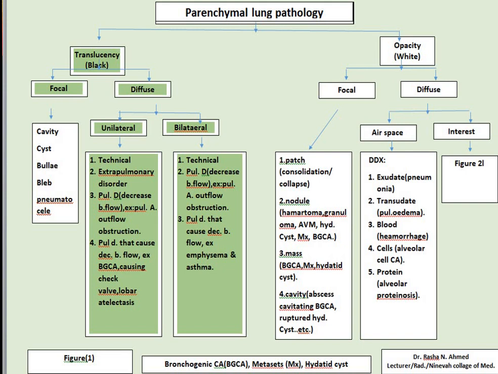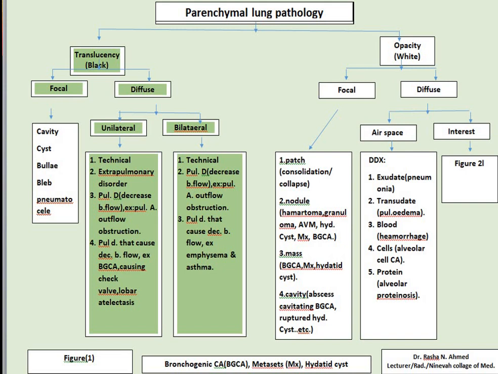Unilateral, we have technical causes of unilateral, for example rotation of the patient to one side can make one of the lungs appear more translucent than the other. And it could be extrapulmonary disorders, as we explained at the beginning of the lectures, that a mastectomized breast can make the ipsilateral lung look more translucent than the other. The solution in this case is to look at the breast shadow and check if it is absent on one side.